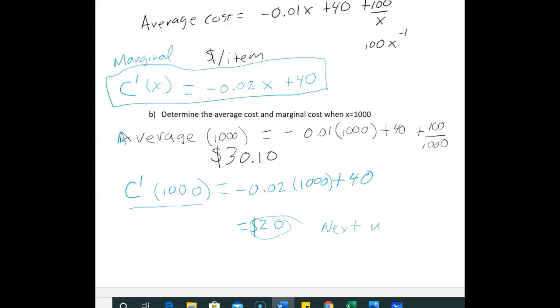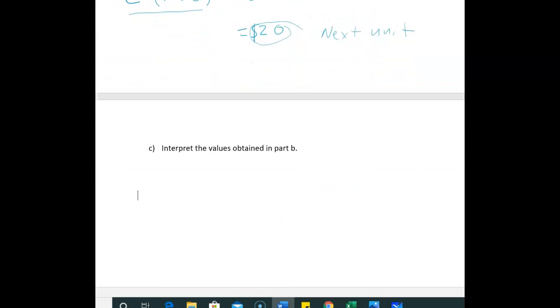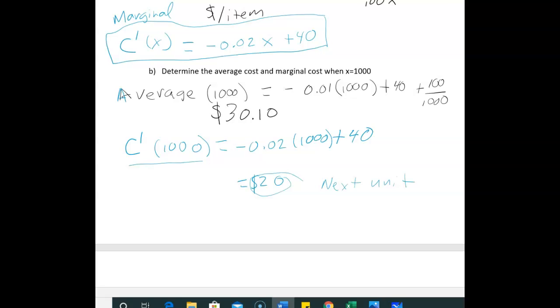So that takes us to part C. Interpret the values obtained in part B. Well, I just talked about that. The average cost is, if you take this $30.10 and multiply it by how many units you made, that's how much money you've spent to make those. But the marginal cost says, how much is it going to cost to make the next unit when you've already made 1,000 units? It's only going to cost 20 to make the next one.